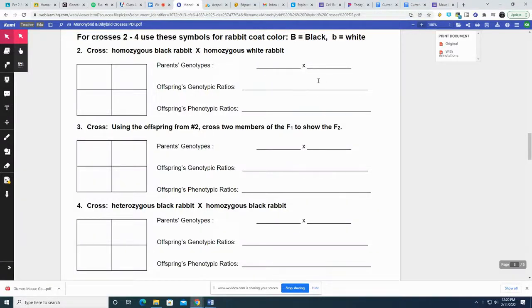Well, we had some requests for some more help on these mono and dihybrid crosses, Punnett squares. So I'm gonna do some. All right, so here's number two. Remember, you got to know these terms: homozygous, heterozygous, hybrid, true breed, pure breed.